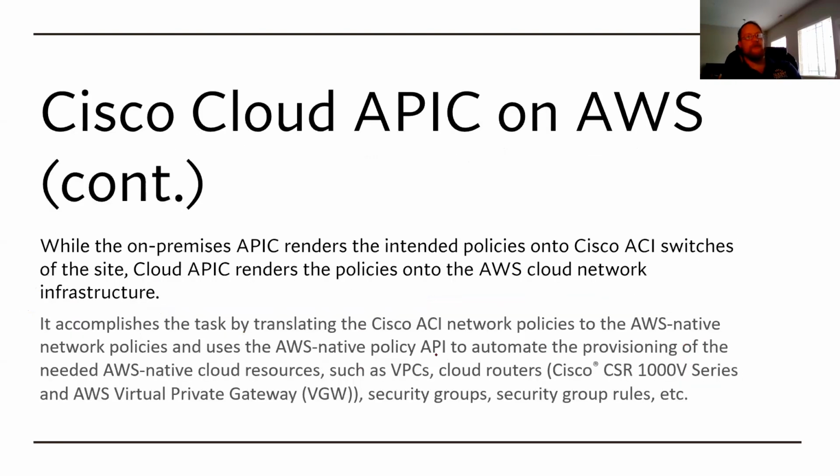This is just a little bit more information on how we're going to create a virtual private cloud utilizing things like CSR 1000Vs for IPsec communication between the AWS cloud and the ACI cloud. You're also going to be using AWS virtual private gateways to provide more internal security, and security groups and rules.